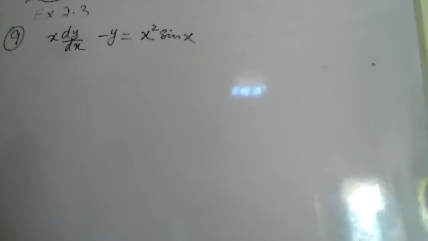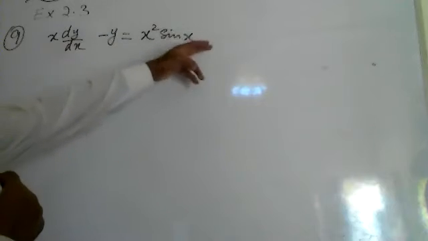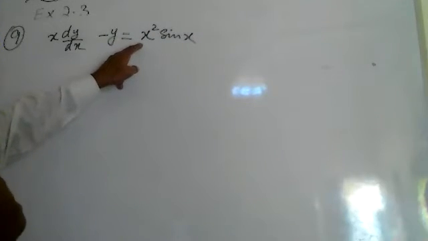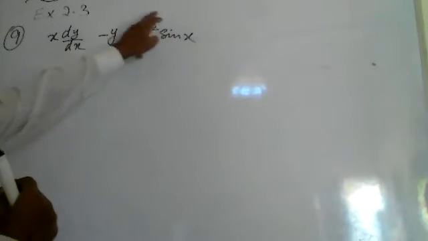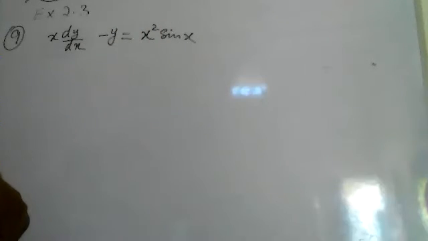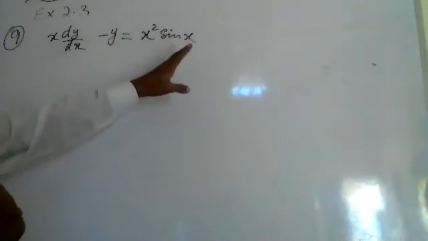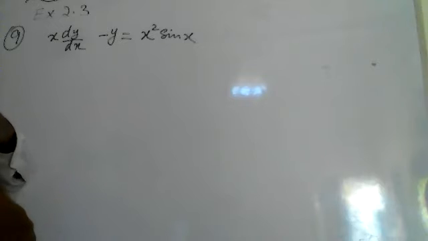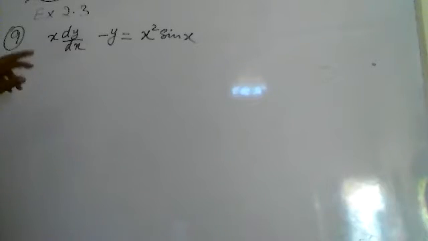First of all, we will change into the standard form. What is the standard form? There should be no term involving y on the right side. Already there is no term involving y. The next one, the coefficient of dy upon dx should be equal to 1. Here it is x. So we will divide by x.